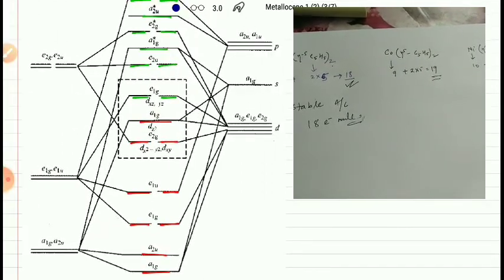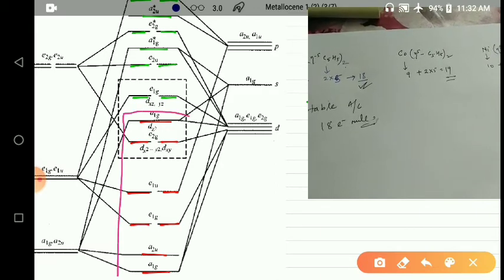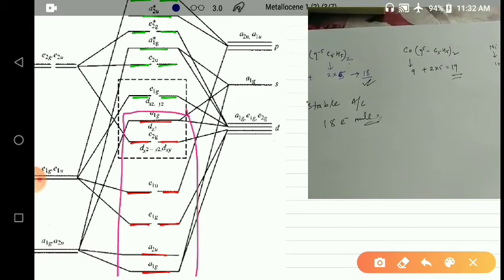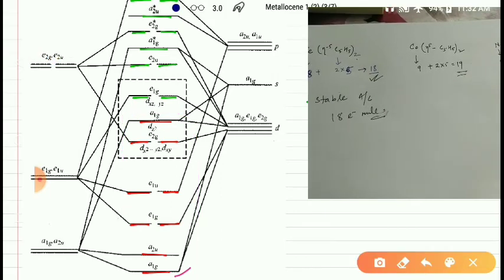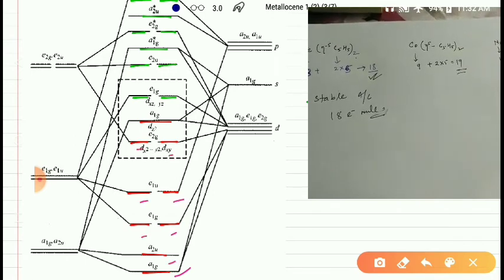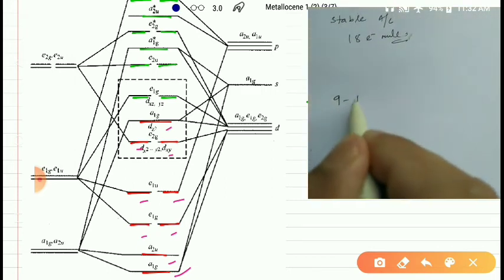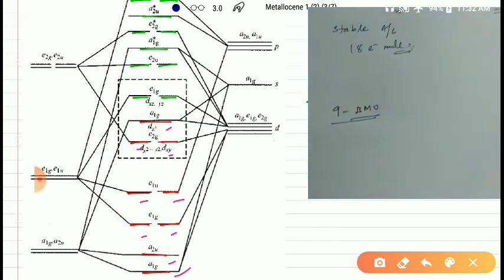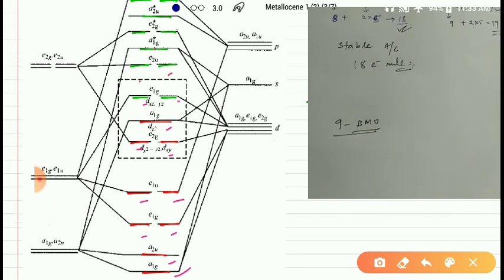Here you see the red lines, from here to here. These red molecular orbitals represent the bonding molecular orbitals. How many bonding molecular orbitals are present? 1, 2, 3, 4, 5, 6, 7, 8, 9 in total. So we have 9 bonding molecular orbitals, so 18 electrons can be accommodated. And the green lines represent the anti-bonding molecular orbitals.